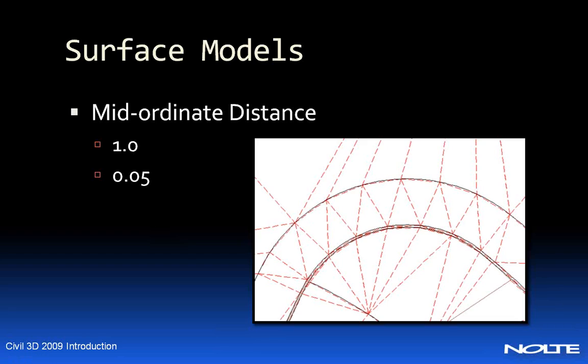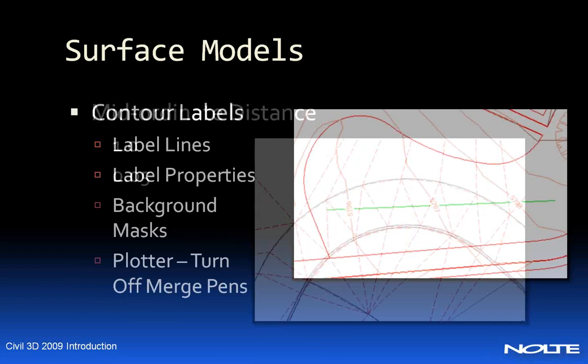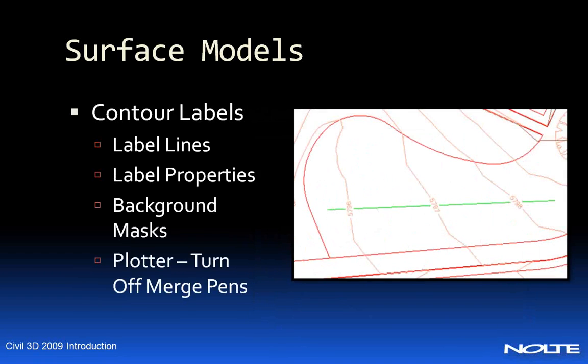Unfortunately, in 2009 Civil 3D, I cannot change the default. That's something they left out. They have added that into 2010, so we can finally set these default values to what we want. All right. Other thing we're going to look at in surface modeling today is going to be contour labels.